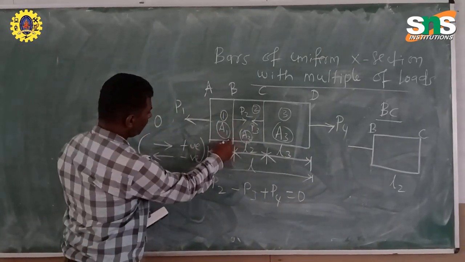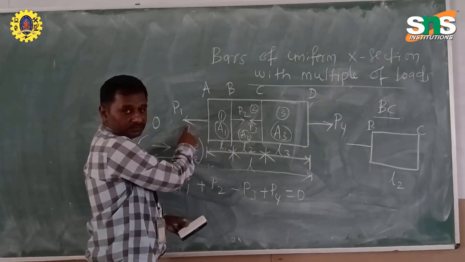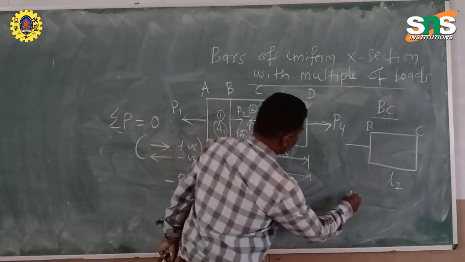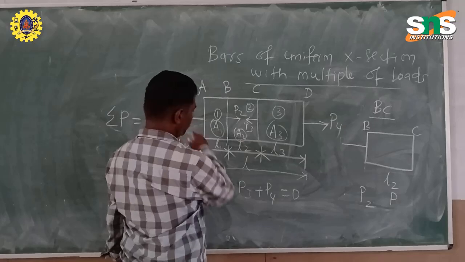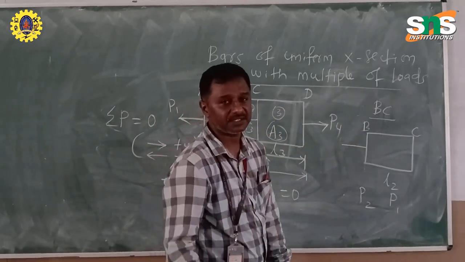So this load is also at B only. We consider this load plus this load. We consider P2 and P1. So P2 and P1 you have to consider, and you have to come up with the sign convention.